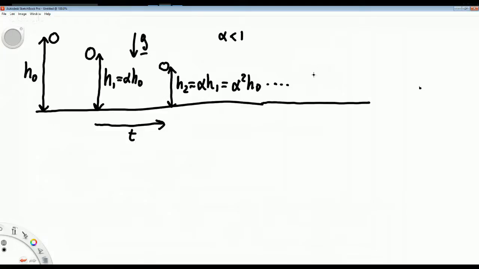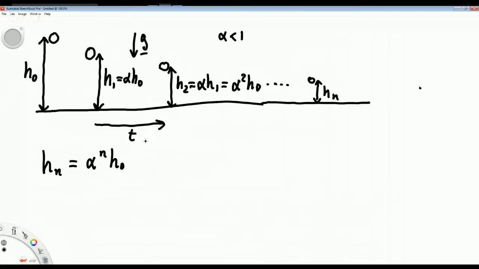Okay, and ask, well, what is the height at the nth bounce? Let's say the ball is here. Let's call it hn. Let me write this down below. Just by repetition of the exact same reasoning, we've seen that after one bounce we have alpha, after two bounces we have alpha squared. After n bounces we simply end up with alpha to the n times the original height h0.